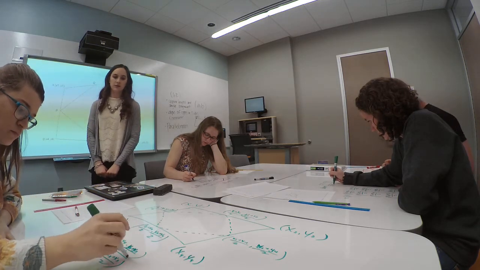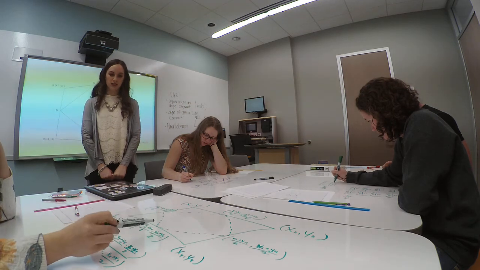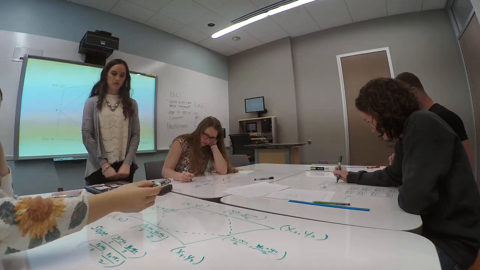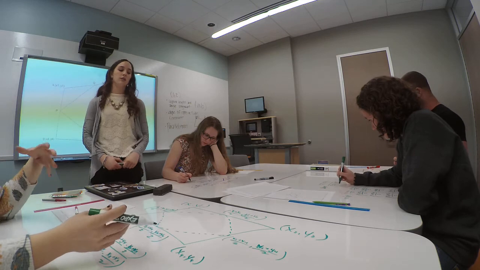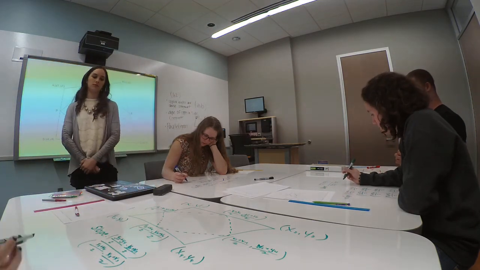So Tia, how are you going about figuring out the slopes, since we don't have real numbers here? I'm just taking this point minus this point. Okay, so you labeled your midpoints with your original coordinates.